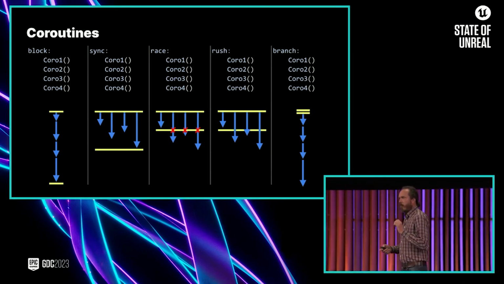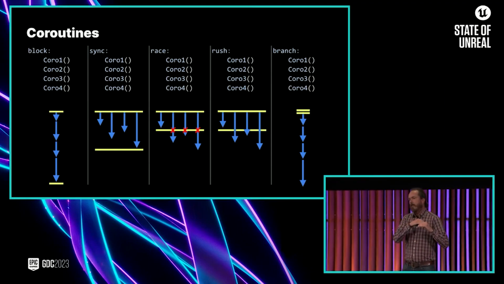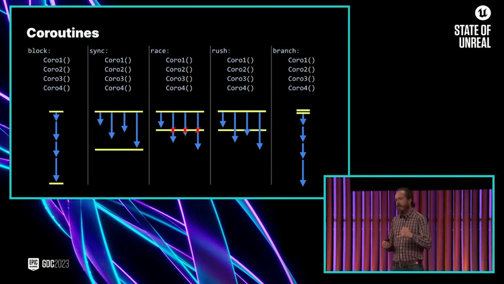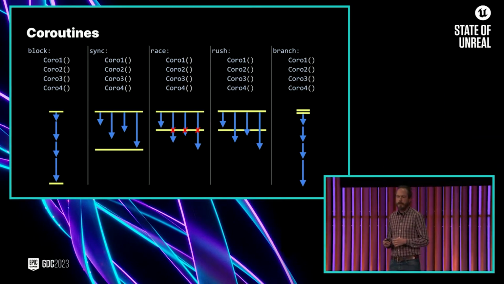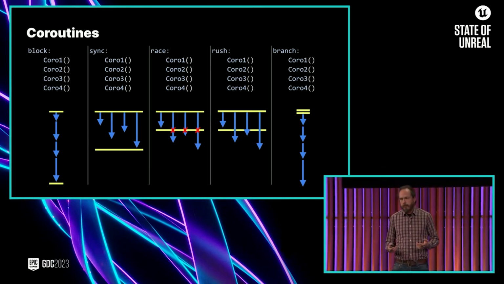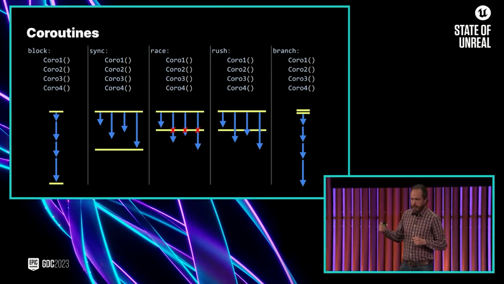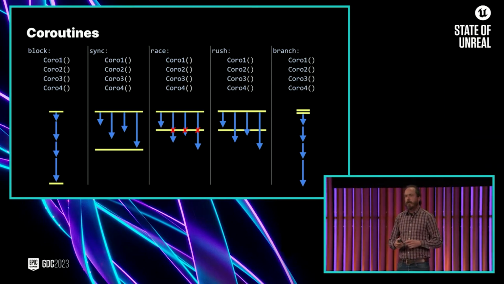Race is another construct. This one's really fun. Race means run a bunch of coroutines, and whichever one finishes first wins, and the other ones are canceled at that point. Rush is similar. It runs until one of the coroutines finishes, but then the remaining coroutines that took longer are allowed to finish asynchronously after the rush statement returns. Finally, the branch statement creates just a single path of asynchronous execution. So here, coro 1, 2, 3, 4 are running one after another, but concurrently to the code that used the branch.